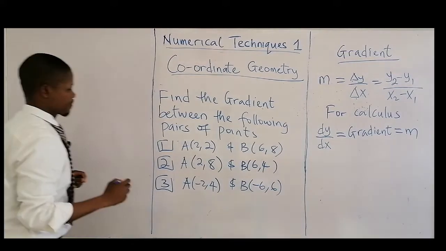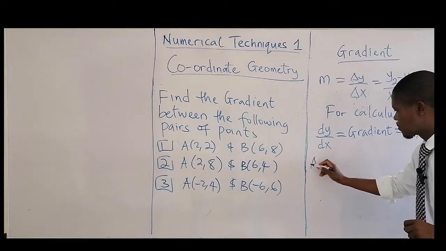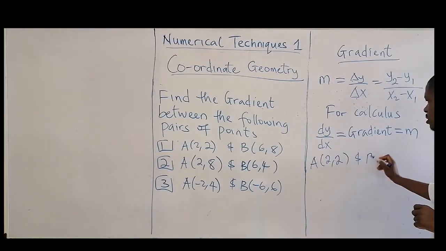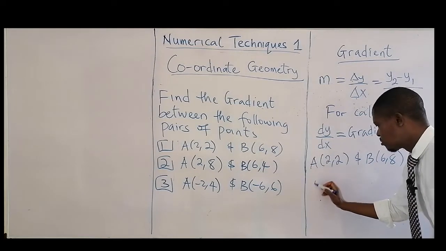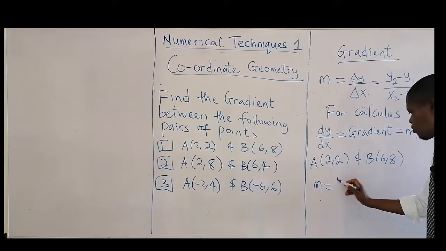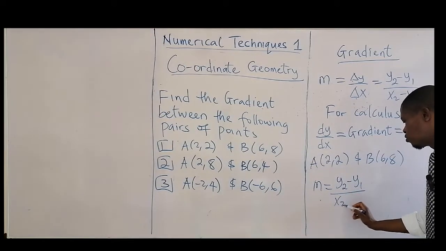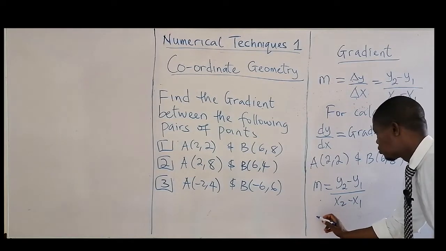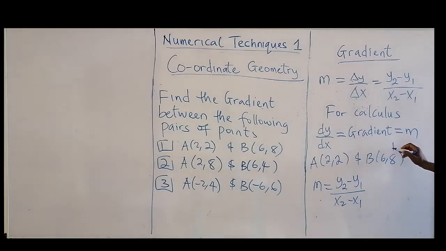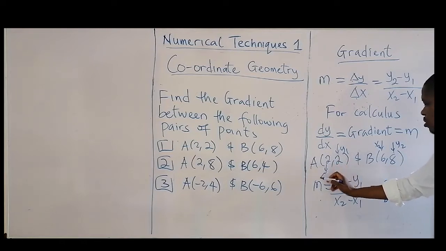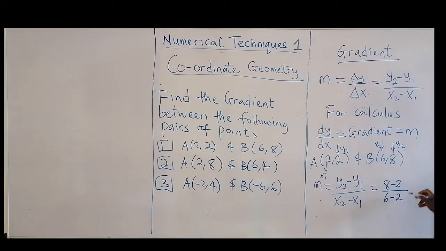Question one. We have A equal to (2,2) and B is (6,8). So the gradient, which I use the symbol m for, is y2 minus y1 over x2 minus x1. My y2 is 8, my y1 is 2, all over my x2, which is 6, minus my x1, which is 2. That will be 8 minus 2, that's 6, over 6 minus 2, that's 4. That will be equal to 3 over 2.